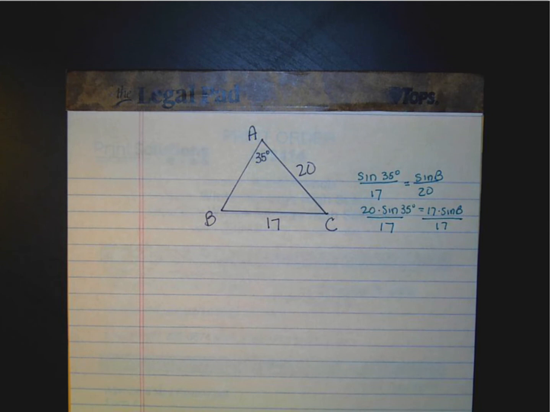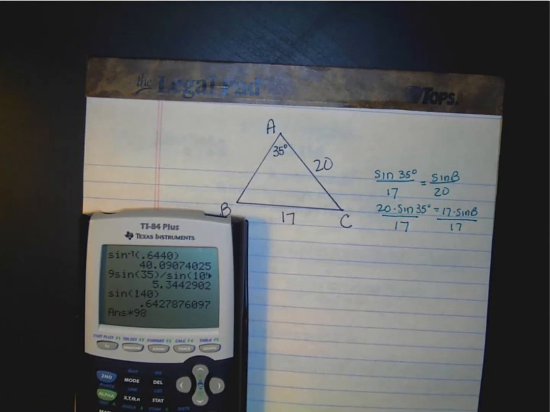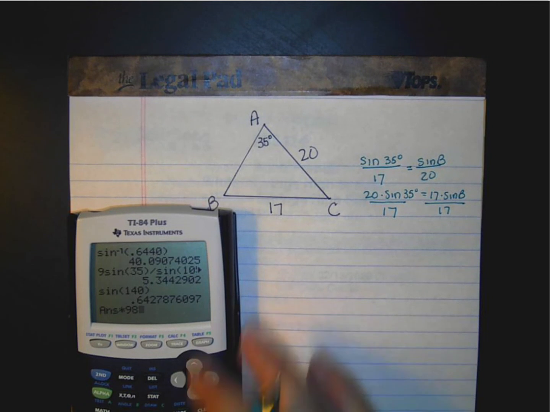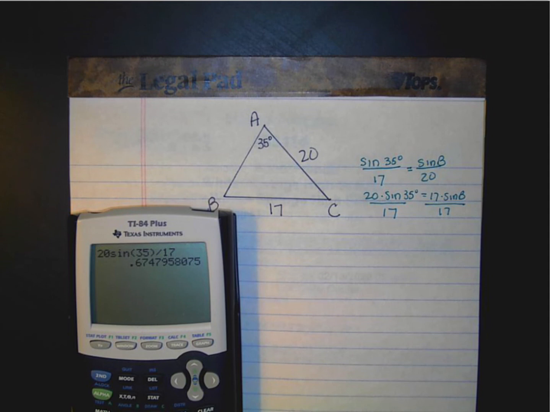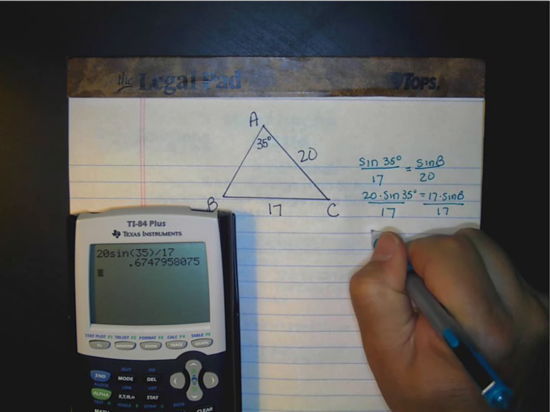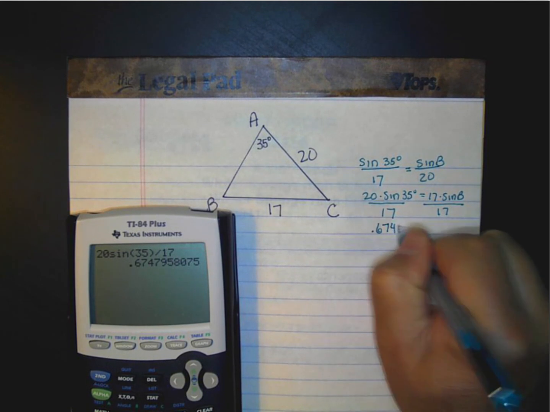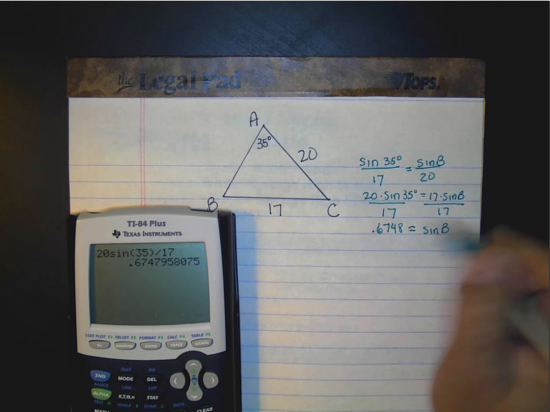Again, let's do the math for you right here. All right, so clear that. So 20 sine 35, make sure you're in degrees if you're not getting these answers with me, divided by 17. That's approximately 0.6747. So that makes that go to an 8. So 0.6748 is approximately the sine of angle B.